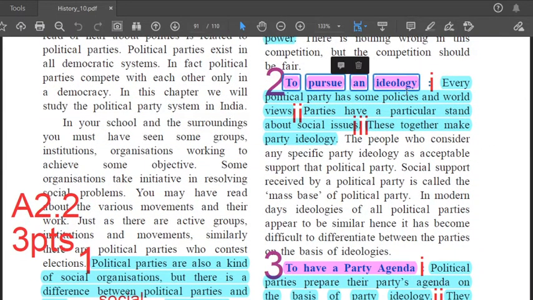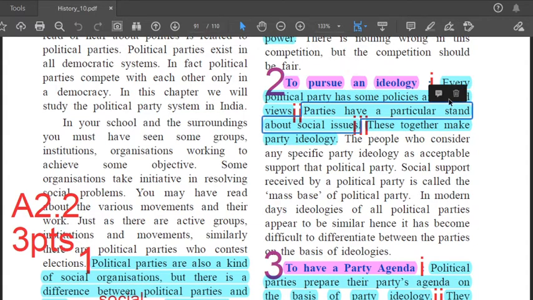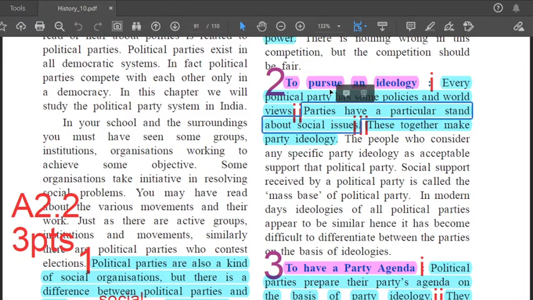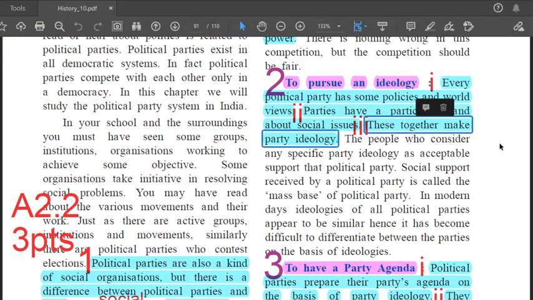Second main sub-point, to pursue an ideology. And your sub-points are, every political party has some policies and worldviews. Second, parties have a particular stand about social issues. And third, these together make a party ideology.